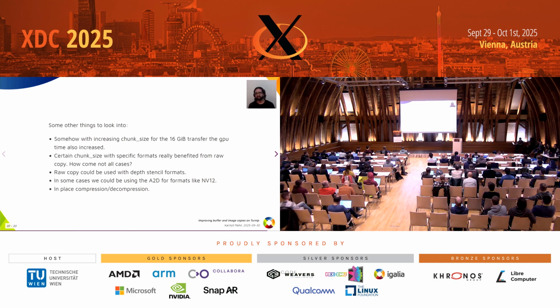Then we could use the raw copy stuff for the depth stencil and also in place compression and decompression. We saw the overhead of doing the staging copy, which is quite a lot. So maybe this can help with transfers where the source and destination are compressed.